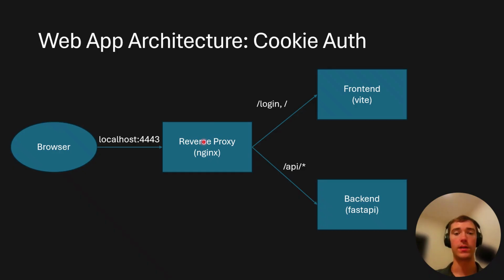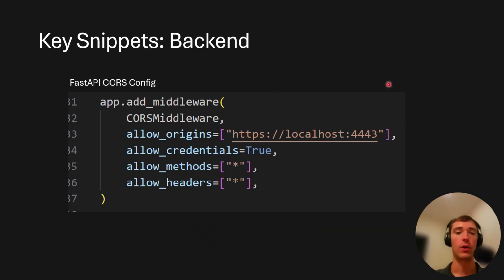So the reverse proxy checks, and anything that is on slash login, slash for the top level, will go to Vite, serve the front end, and you get to see a nice UI. Anything with slash API in front of it goes to the back end, Fast API, and serves back machine readable responses, JSON, all that good stuff. And then these can talk to each other via the browser. So I figured I'd share what I thought were the key code snippets for both sides of this.